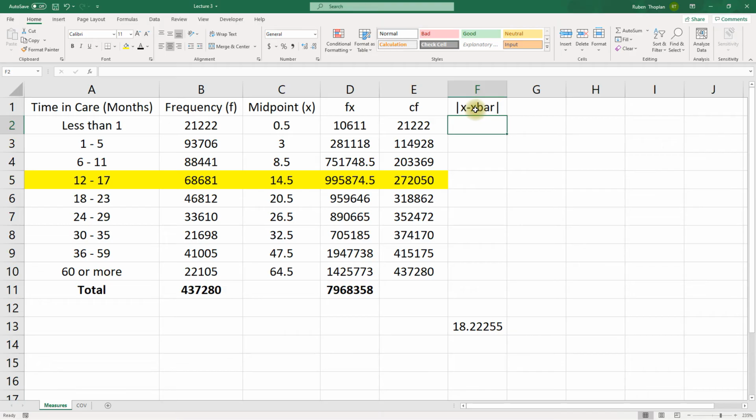So you take the value of x that you have. X represents the midpoint. Subtract x bar. X bar is what we got earlier, 18.22. So we will take the midpoint, 0.5, subtract 18.22, but we will get a negative value. But I'm not interested in the negative value, I'm interested in the positive value. So this is what I'm going to do. I will do this for the positive value only.